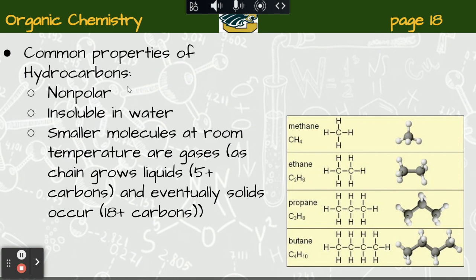So these hydrocarbons have some things in common, only the ones with all carbon and hydrogen. They're nonpolar because this is a nonpolar bond, which means they just don't interact with other substances very much. Insoluble in water, so they don't dissolve in water. And these are all gases, up to 4. Once you get to 5, it's a liquid. And if you get to 18 in your carbon chain, it becomes a solid.